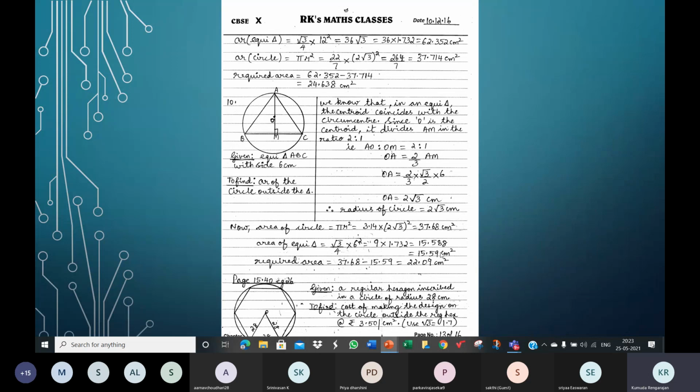I'll share the pictures. So we have seen a square. A square is a regular polygon. We have seen a circle inscribed in a square and a square inscribed in a circle. And then equilateral triangle, a regular polygon. We have seen regular polygons: equilateral triangle, square, and regular hexagon.